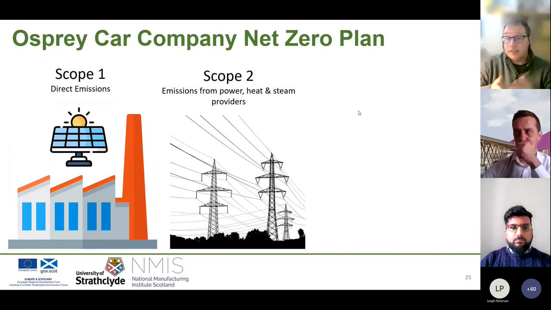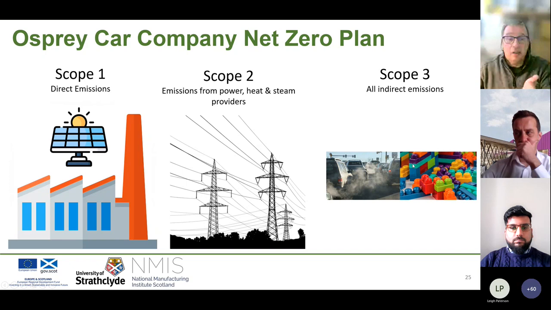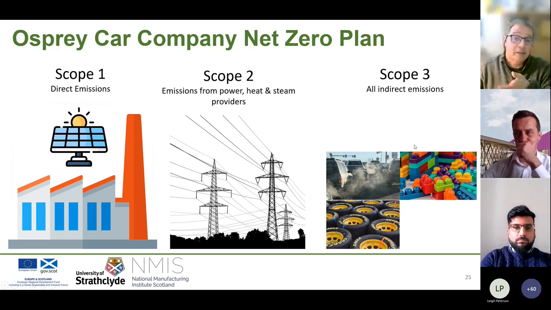We have the same issue here. Our car is typically made of around 12 to 18,000 parts. These are indirect emissions. Are these parts, the plastics, made from a sustainable source? Is it recycled plastics? Are the tires actually made from the right material? Is it natural or is it artificial?